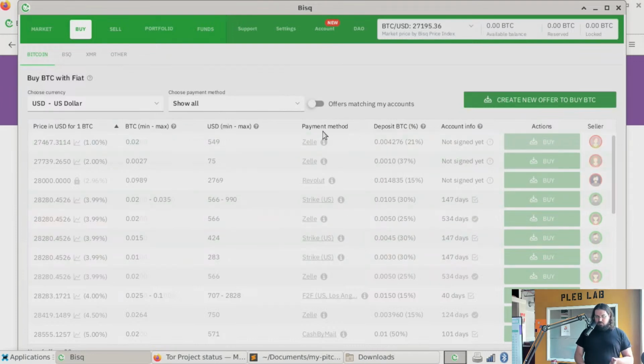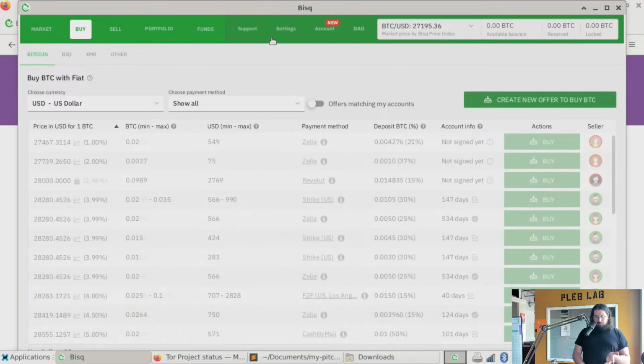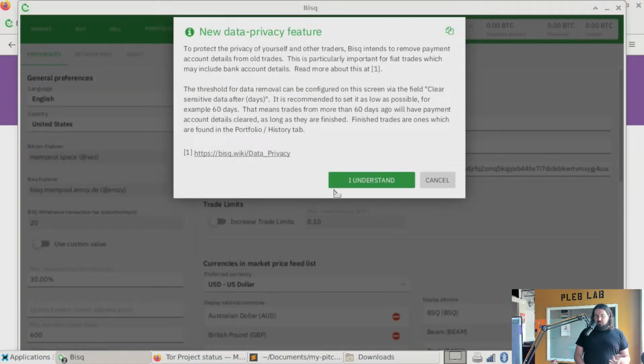But yeah, people are offering to sell Bitcoin and then you pay using Zelle. This guy's offering you can pay using Revolut. This guy's offering you can pay using Strike. So you need to set up one of these things. This guy wants cash by mail. So let's go set up an account. And yes, it's very similar to RoboSats except with a worse interface, and it doesn't have Lightning, but it isn't custodial. So those are some things.